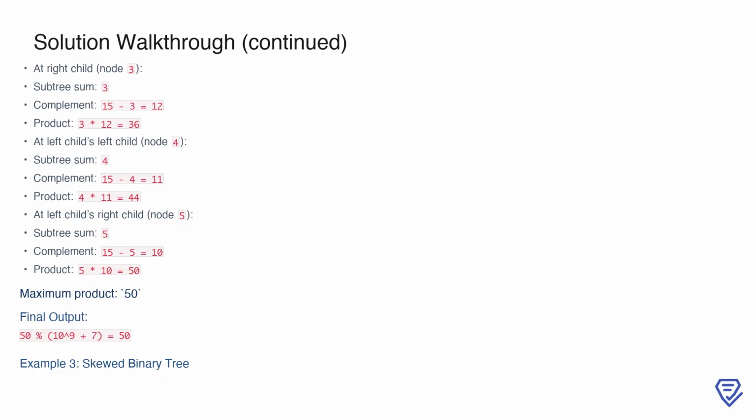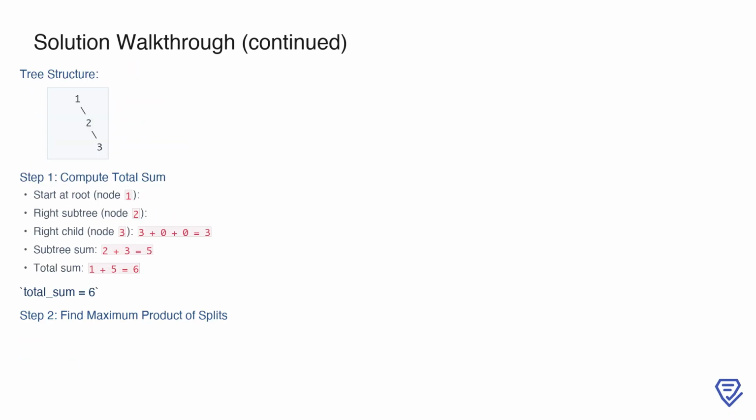Finally, at node 5, the subtree sum is 5, and the complement is 10. The product is 5 times 10, which equals 50. Among all these splits, the maximum product is 50. Since it is already less than 10 to the power of 9 plus 7, the final output is 50.